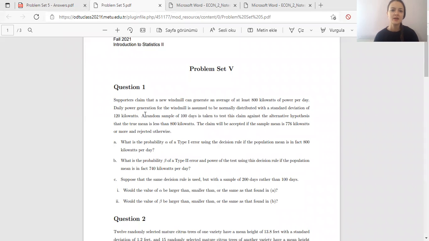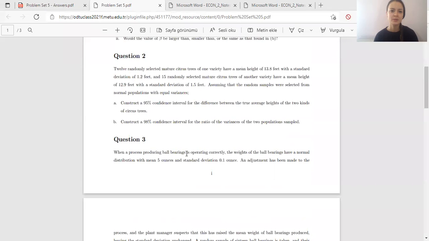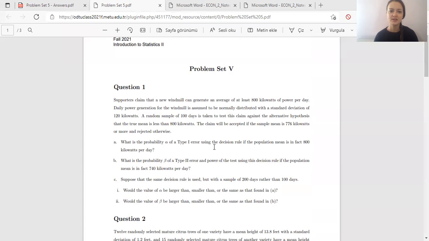Okay. In the first question, we will do a hypothesis testing based on a normal population and the variance is known. So the question is, supporters claim that a new windmill can generate an average of at least 800 kilowatts of power per day. Okay, so our mean is known. It is here. Actually, this is H0, okay? This is a claim. And daily power generation for the windmill is assumed to be normally distributed.